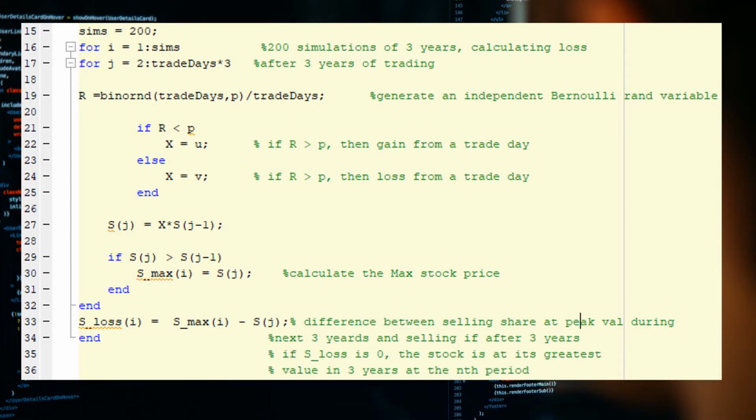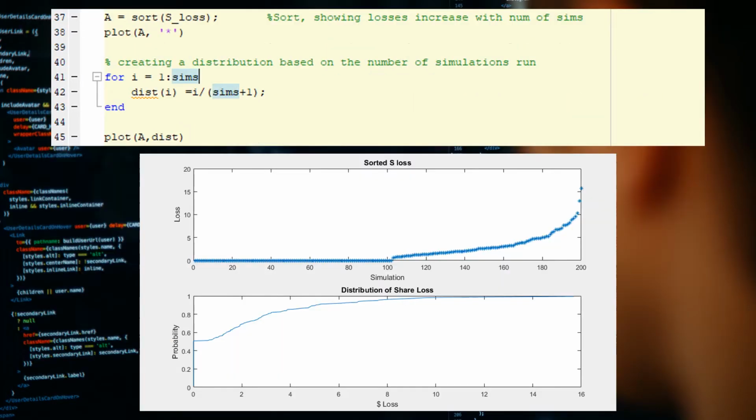The outer for loop is the 200 simulations of this, and on the outside of that we want to calculate the loss, which is the max minus the value of the share at the end of the trading period. After sorting the losses of the simulations and developing a distribution of those share losses, we can make the conclusive statement that in half of the simulations, the max price within the 3-year trading period was equivalent to the value of the share at the end of the trading period. Therefore, there was no loss.